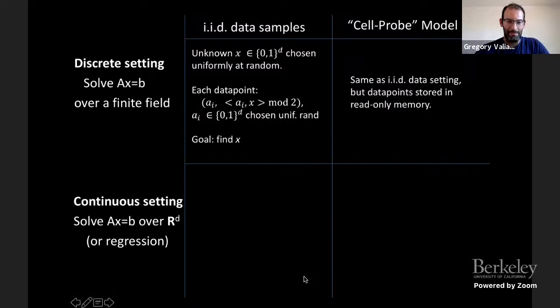Any other questions, say, on the cell probe versus the IID data sample setting? This IID data sample setting, I should call it the streaming setting, only each example is picked independently from this distribution that we're defining. It's not some adversarial stream or anything.